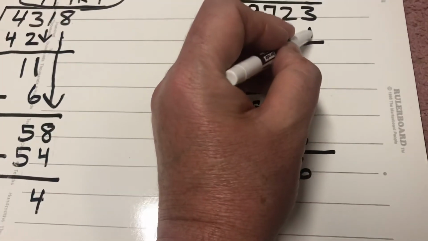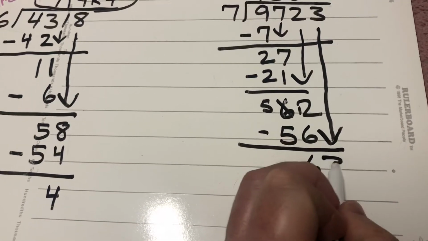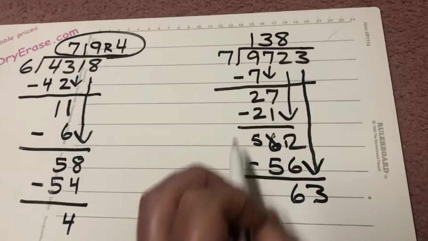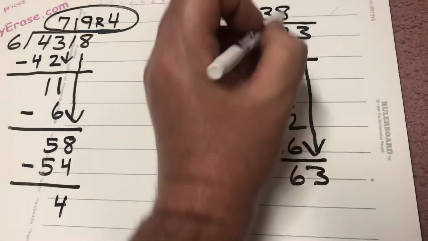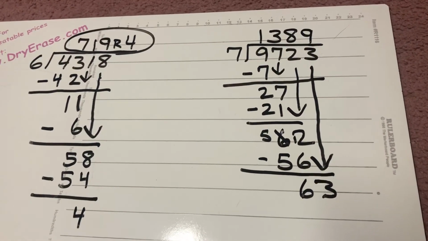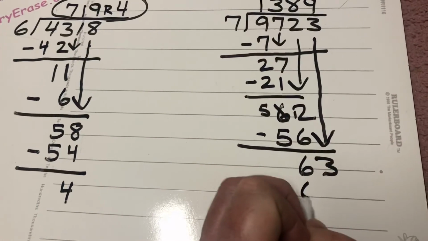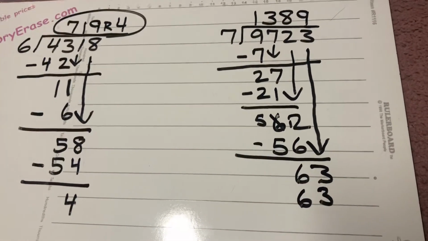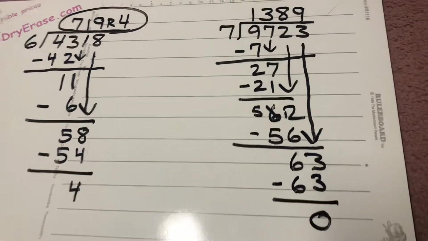I'm going to go ahead now. Now I've got to bring this 3 down. And I'm thinking, well, how many times can 7 go into 63? Well, I think that 7 can go into 63 9 times. Because remember, if I bring down, I've got to start over again. 9 times 7 is 63. 63 minus 63 is 0.